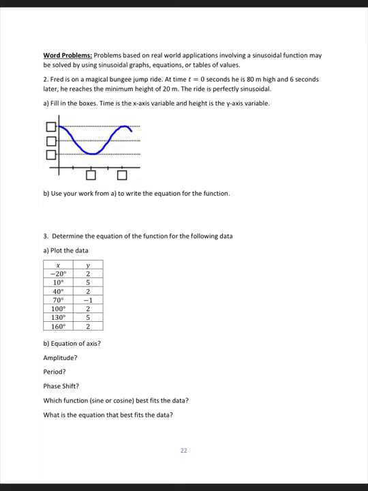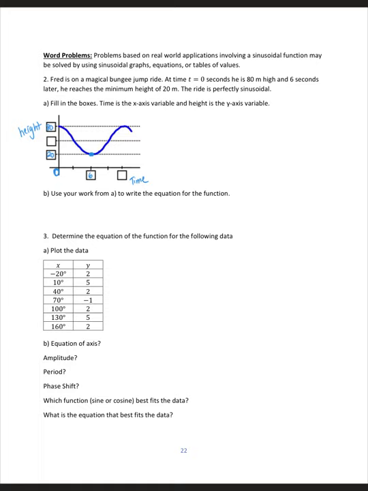Time is the x-axis, so let's put time down here. Time is our x-axis, and height is our y-axis. If we go back and read some of the details from the question, it says at time 0, which is at our origin, he is 80 meters high. So if height is on our y-axis, our 80 meters is going to be in this box here. It says 6 seconds later, and remember time is on our x-axis, so that 6 seconds must go here. 6 seconds later, he reaches the minimum height at 20 meters. So at this point here, he's at 20 meters, and that's going to go there.